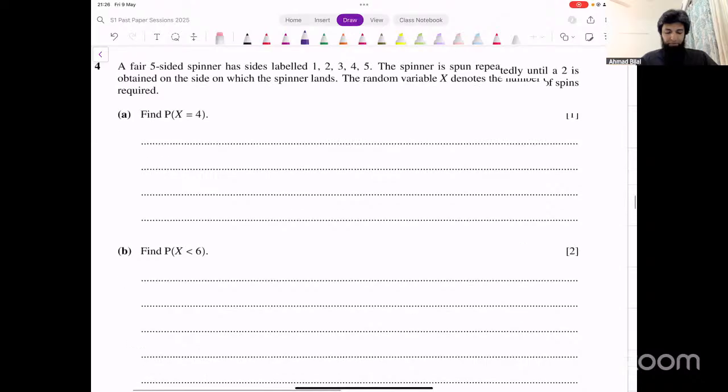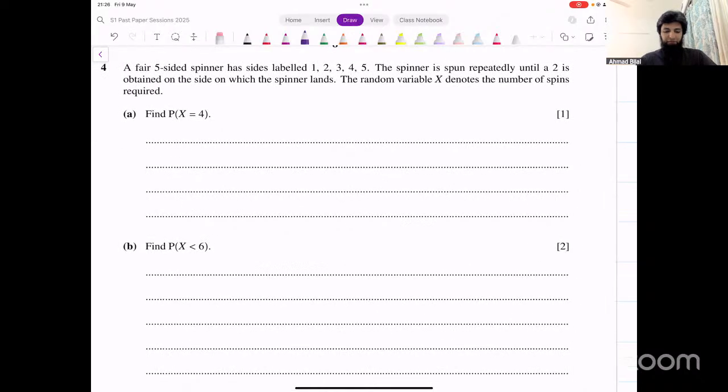Okay, let's move on. Now it says, question number 4, a fair 5-sided spinner has sides labeled 1, 2, 3, 4, 5. The spinner is spun repeatedly until a 2 is obtained on the side on which the spinner lands. So you're repeating something until you get a 2. That should remind you of something. Until you get first success, right? Until you get first success. That's geometric distribution if the probabilities remain constant. Okay.